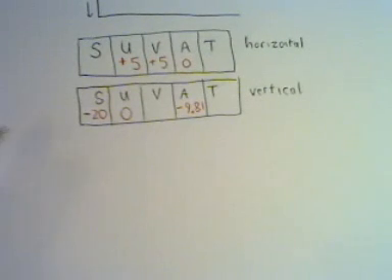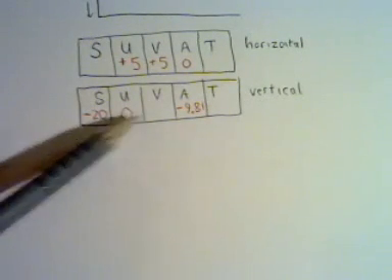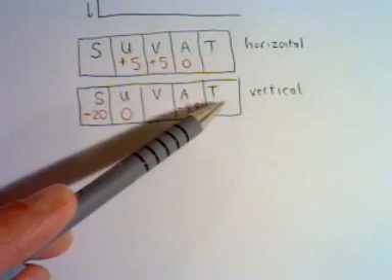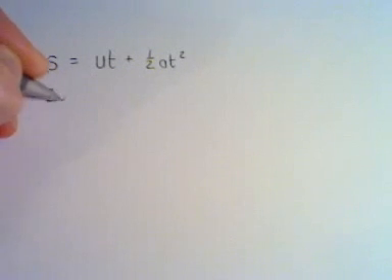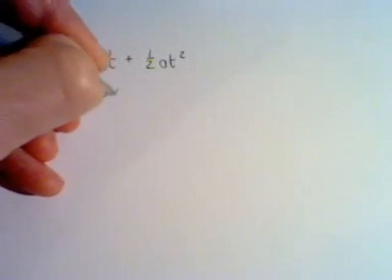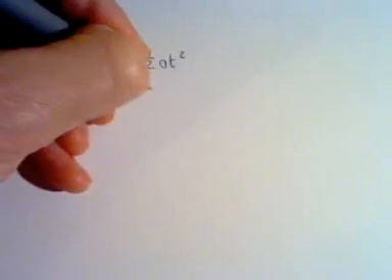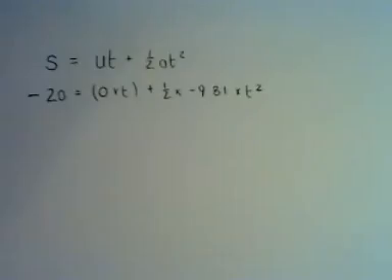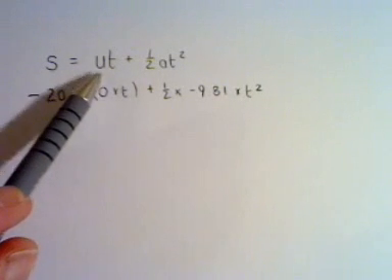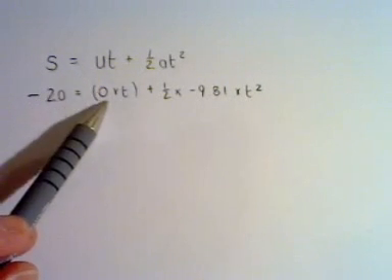And looking back at our grid here, we have s is -20, u equals 0, a is -9.81. We've been asked to calculate the time of flight t. So we'll go back to our equation. Often it's easiest to substitute the numbers in first before rearranging, and you'll see why here, because u, the initial vertical velocity, is 0.